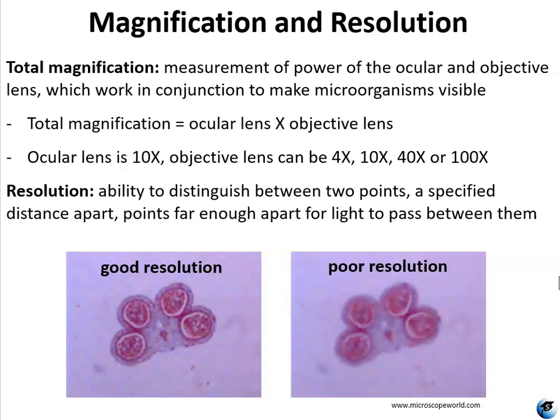If you want something to be focused, well, that is actually resolution. Resolution is the ability to distinguish between 2 points, a specified distance apart, but far enough for light to pass between them. So basically what that means is you can have something that is magnified very nicely, but it is blurry or it's out of focus, or you really can't see the structures. All you can see is the color or the basic shape. In order for it to be clear and focused, you need to have good resolution.